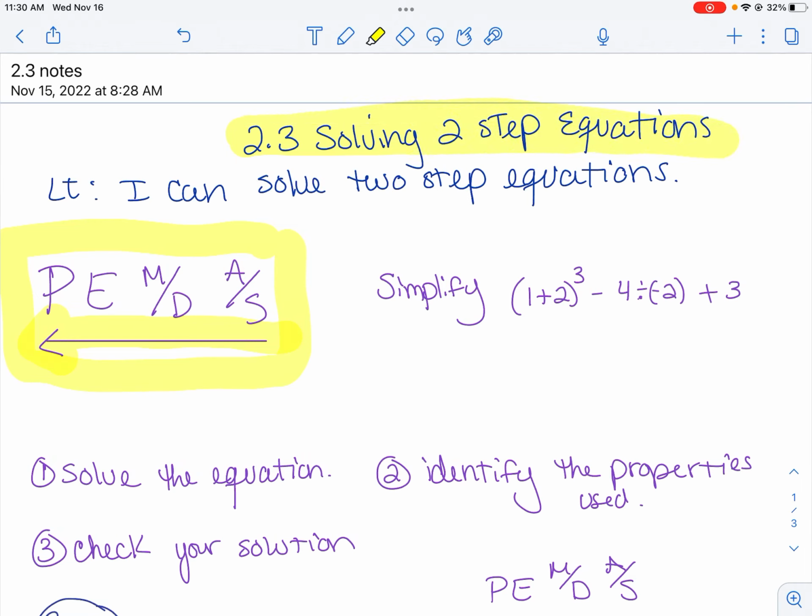And then the learning target, if you would like to have that, is I can solve two-step equations, meaning instead of just adding or just multiplying to solve for the variable, now we're going to be solving by adding and multiplying, or dividing and adding or subtracting. So there'll be two steps, okay? Same directions as before. Solve the equation, identify the properties used, and check your solution.